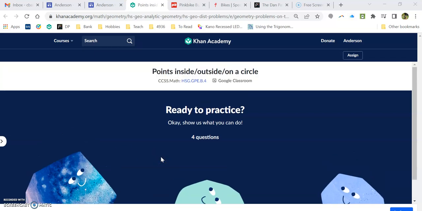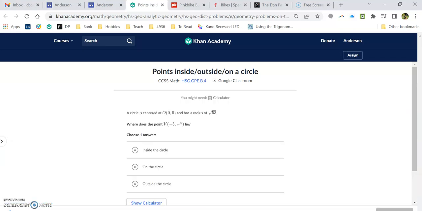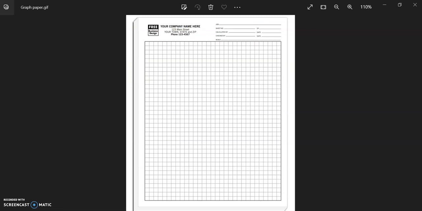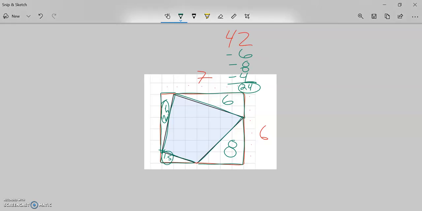Points inside, outside, or on a circle. This is best if you do it with some graph paper. We have a circle that's centered at 0, 0. So I'm going to come over to my graph paper. I'm just going to snip it so I can draw better on it.